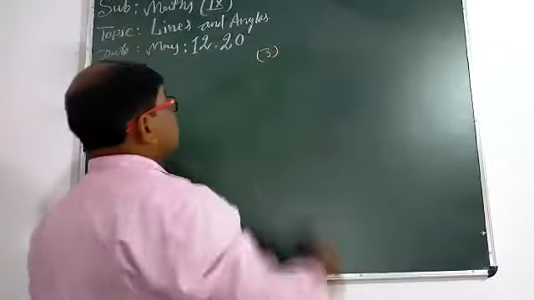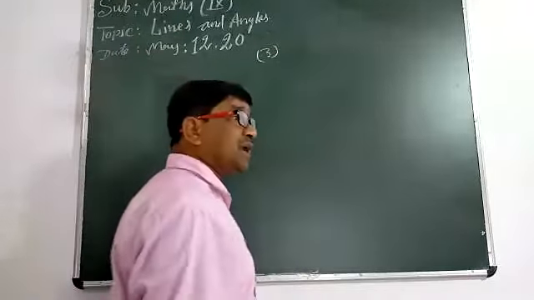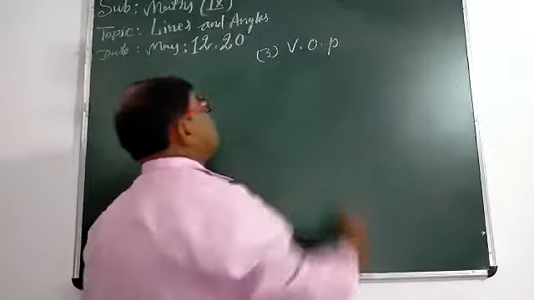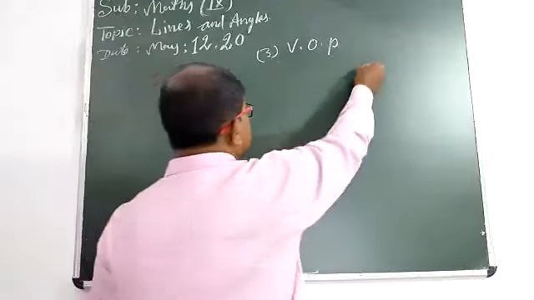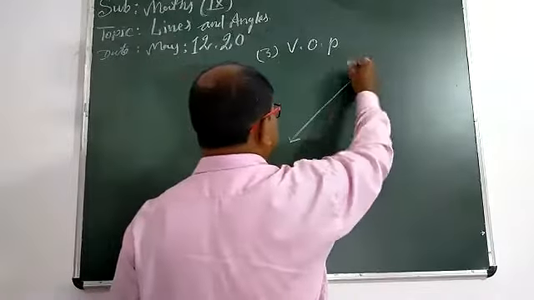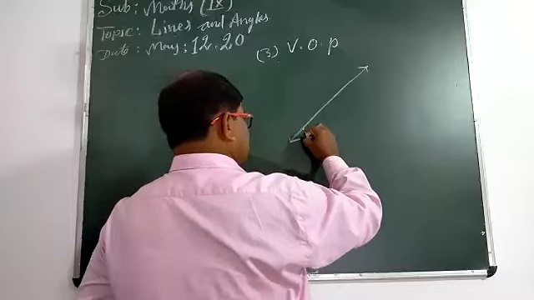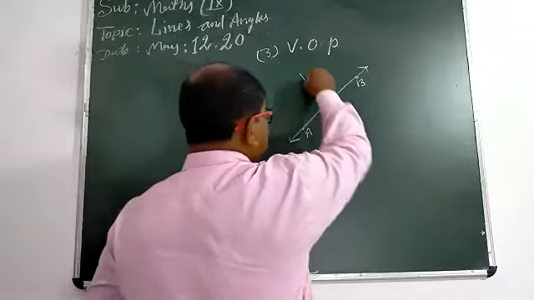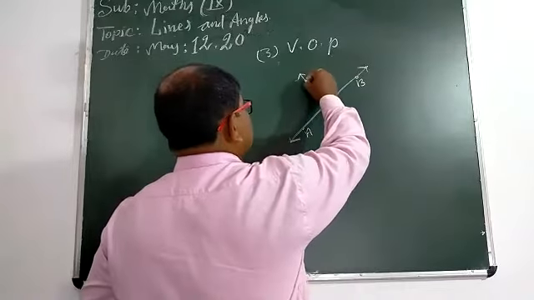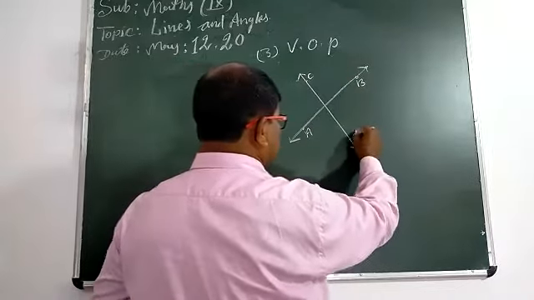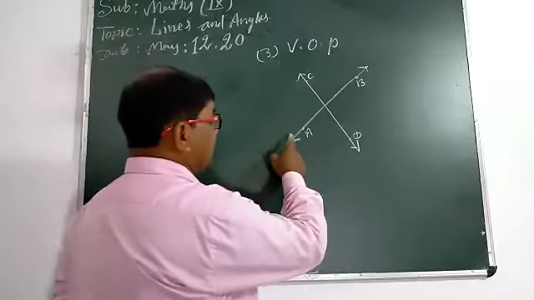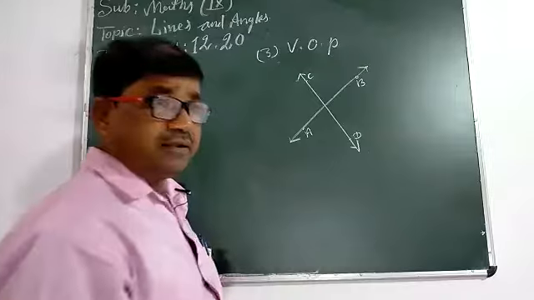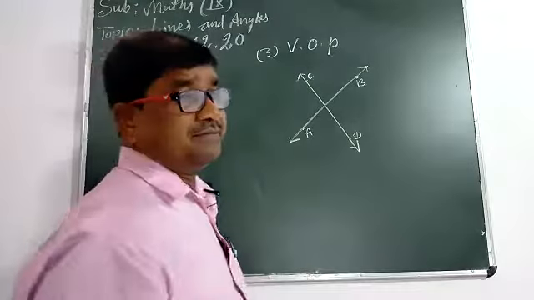Number 3. Now student, we should try to understand vertically opposite angles, that is called VOP. Suppose that this is one line. We can say line AB. That is another line, you can say that is CD. Line AB and line CD are two lines in the same plane, but they are intersecting.